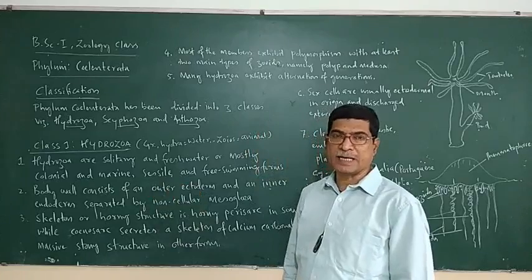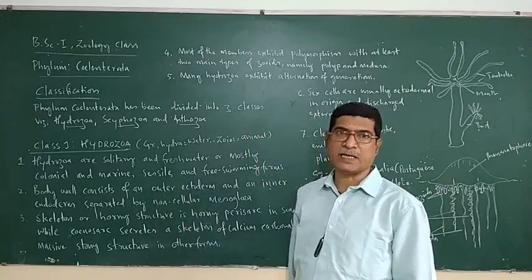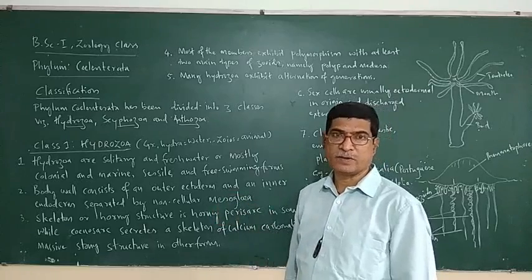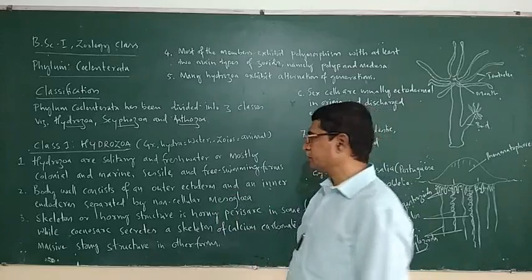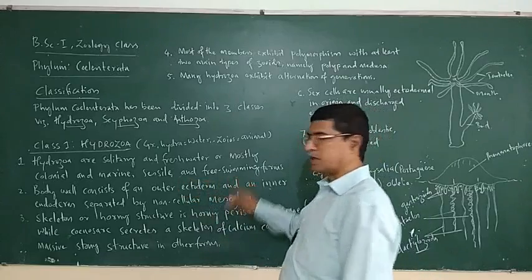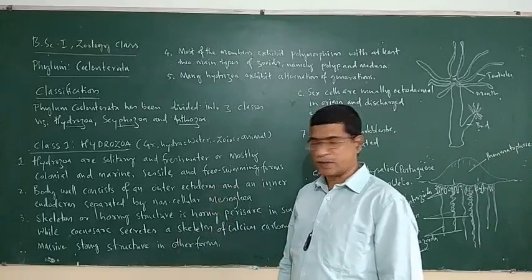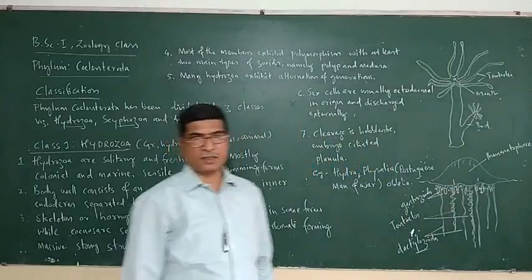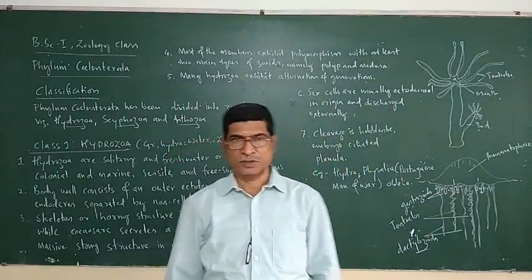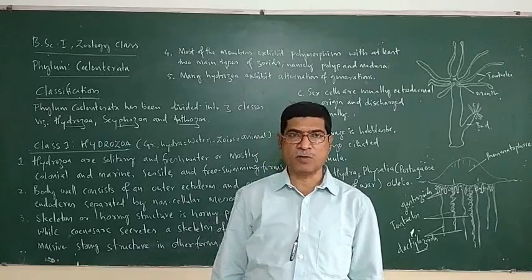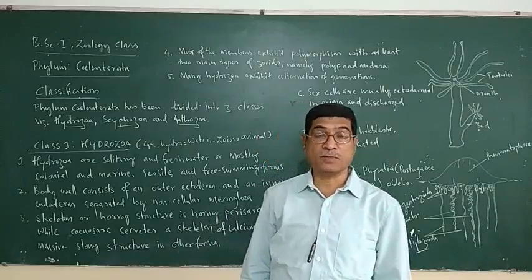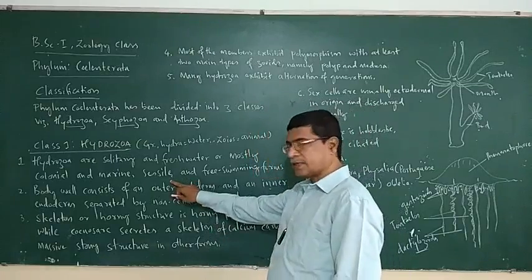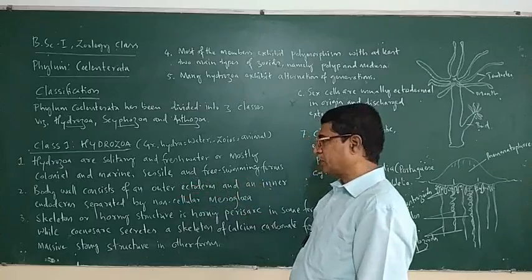Sessile means attached. For example, Hydra is attached to a substratum. It is not free floating, free swimming. Of course, free swimming forms are also there. Coelenterata is an example for free swimming forms of hydrozoans. So they are either sessile or free swimming.